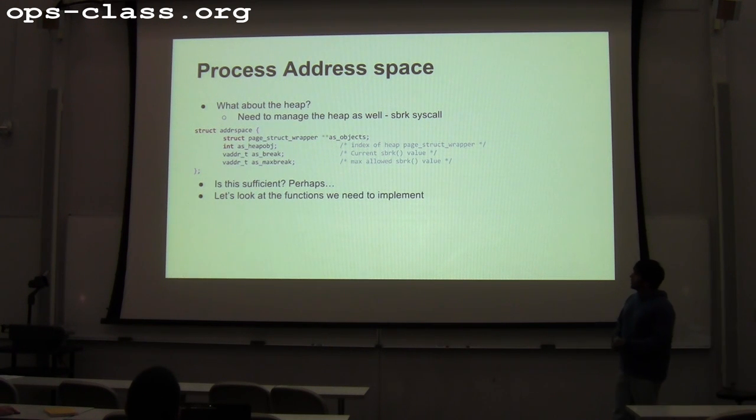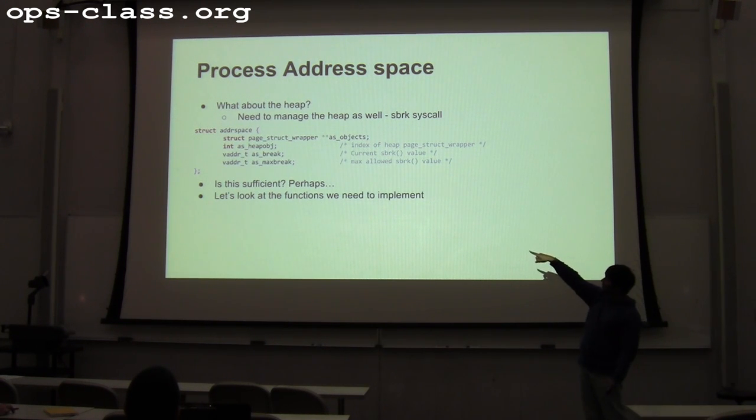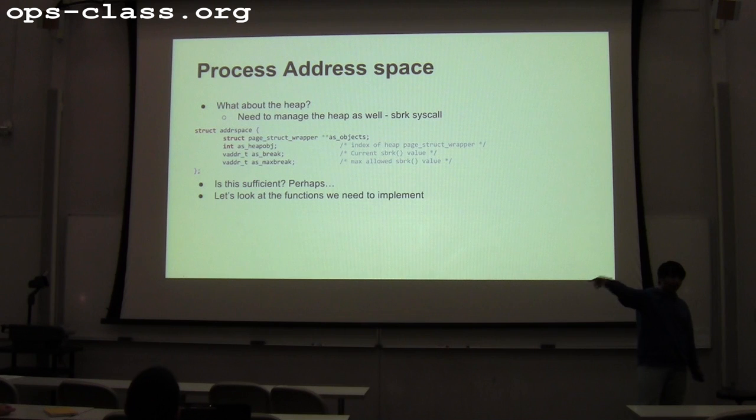So what do we have in the address space structure now? We need to have that array of objects. We need to have the index of the heap. So the heap index is basically the index into that two-dimensional array, right? One of those indices points to an array of pages that is being used as the heap. That's what that means.